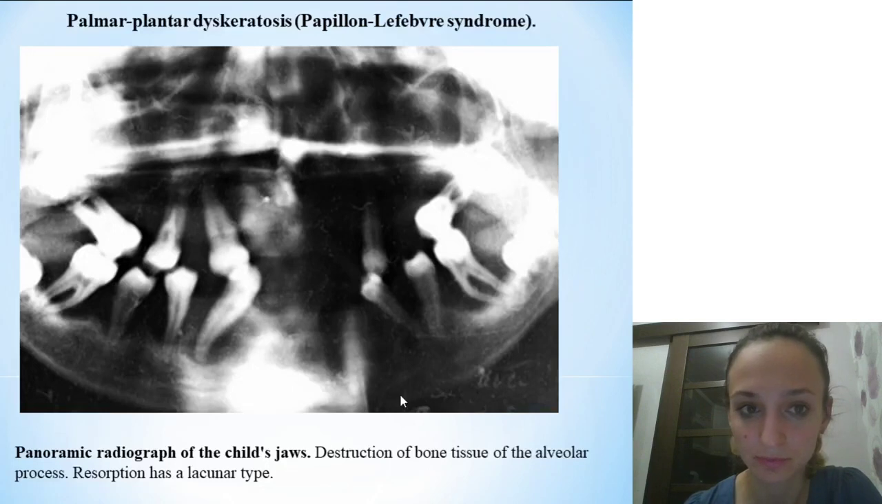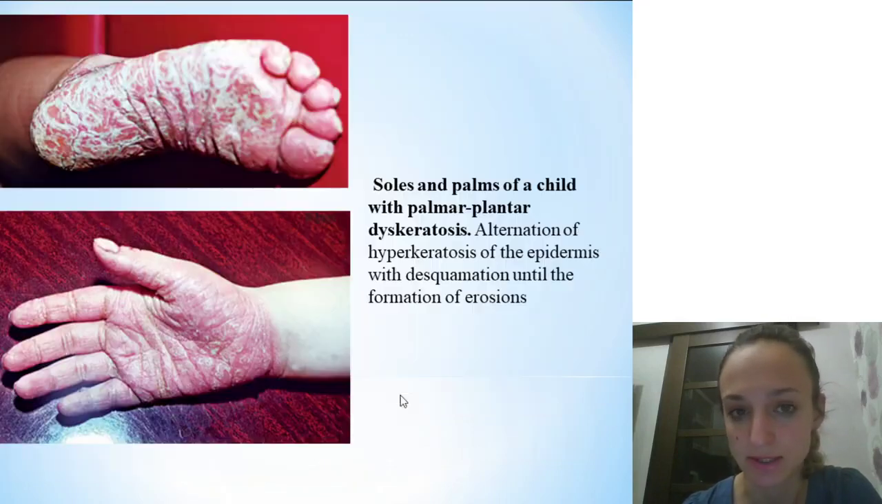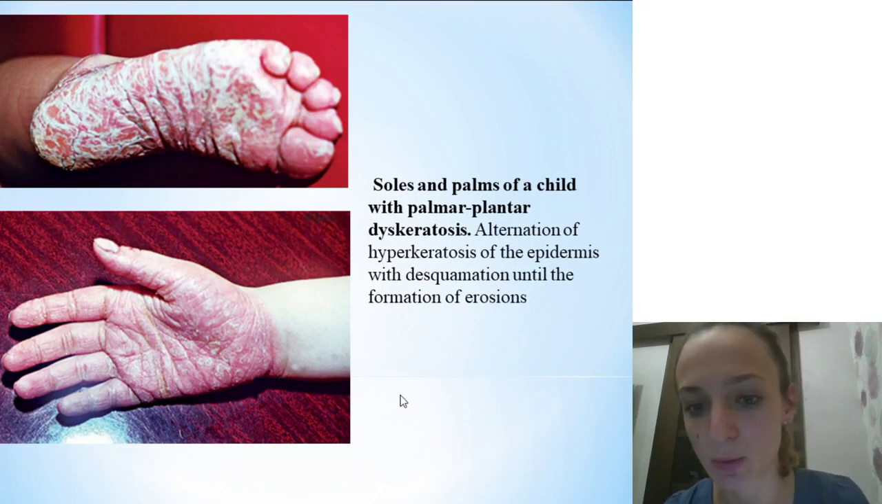Radiological symptoms are characterized by a lacunar type of destruction of alveolar bone in the area of molars and premolars, and in the area of frontal teeth there is a more equal resorption of interdental septa. So treatment is symptomatic. Please look at the soles and palms of the child with this syndrome.